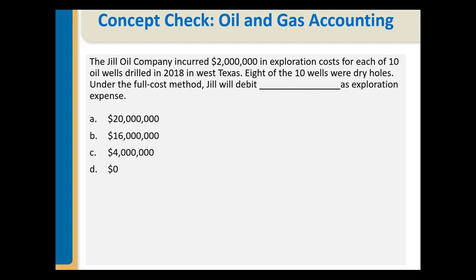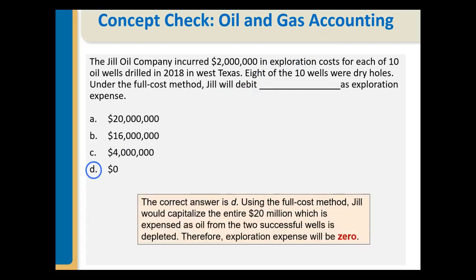So let's look at our last concept question. The Jill Oil Company incurred $2 million in exploration costs for each of 10 oil wells drilled in 2018 in West Texas. 8 of the 10 wells were dry holes. Under the full cost method, Jill will debit what amount as the exploration expense? 0. If using the full cost method, Jill's going to capitalize the entire $20 million, the 2 times 10, which is expensed as oil from the 2 successful wells is depleted. So in this case, exploration expense is going to be 0.